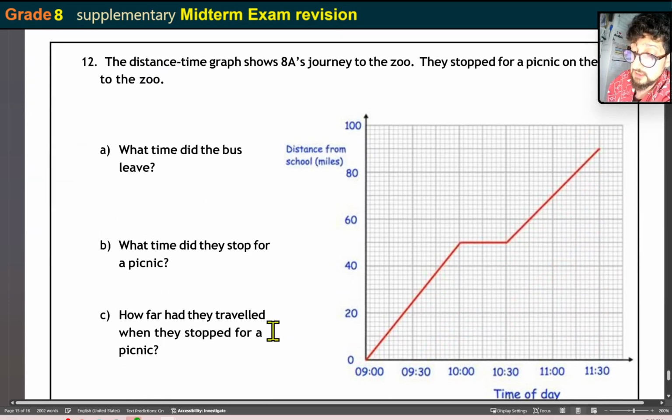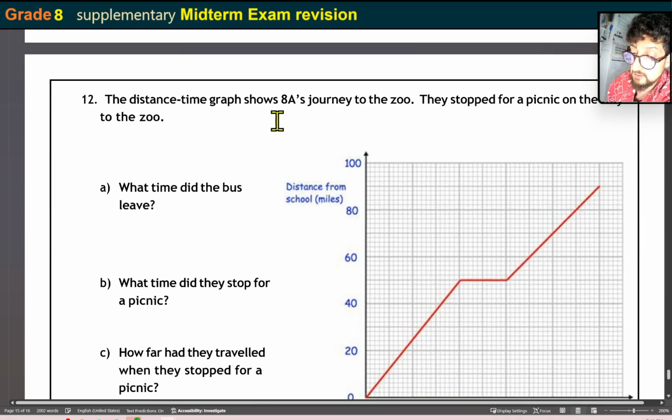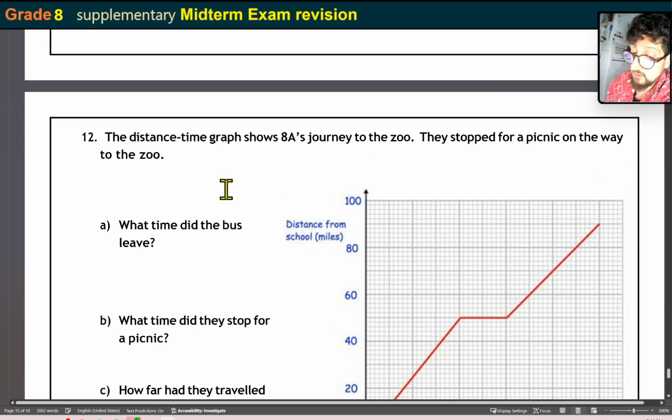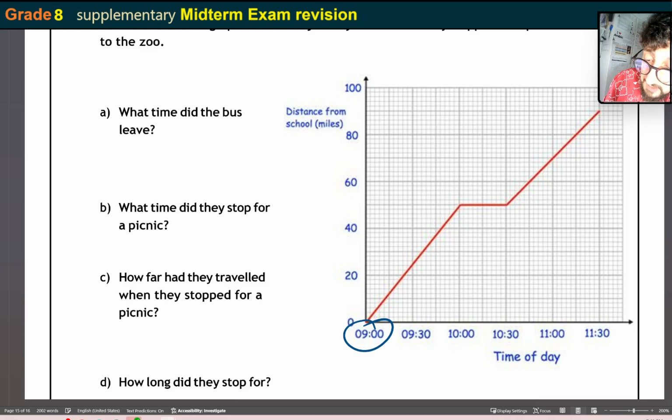Okay, the distance-time graph shows 8A, grade 8 students' journey to the zoo. They stopped for a picnic on the way to the zoo. What time did the bus leave? 9 a.m. As you can see, 9 o'clock. It doesn't say 9 a.m., but I assume this is a 24-hour clock. So there you go, 0900.